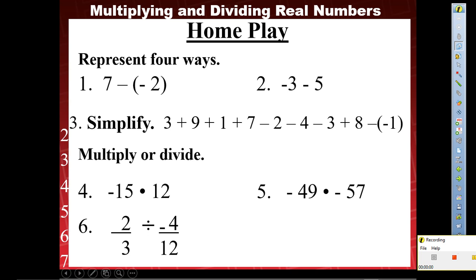And numbers 4, 5, and 6, it says multiply and divide. Number 4 is -15 times 12. Number 5 is -49 times -57. And number 6 is 2/3 divided by -4 over 12. That's the home plate for tonight.